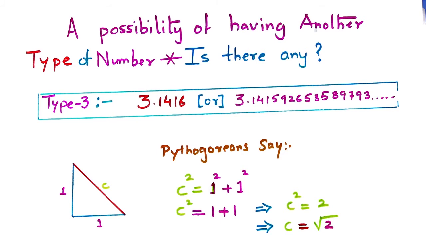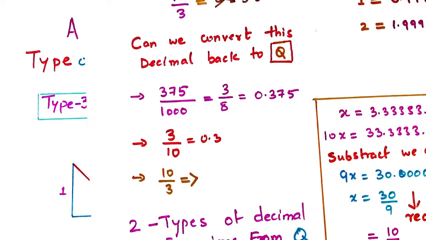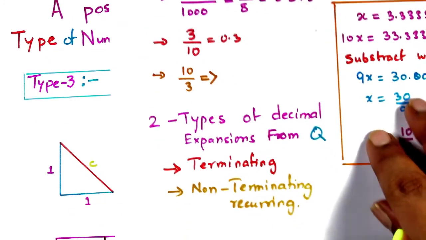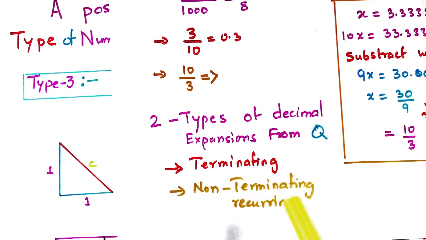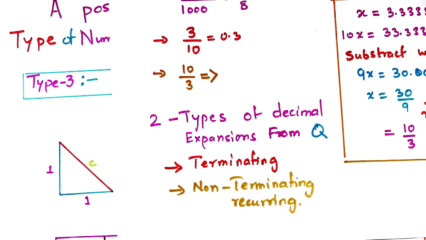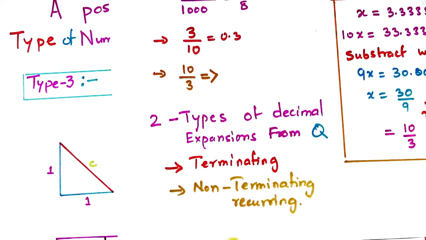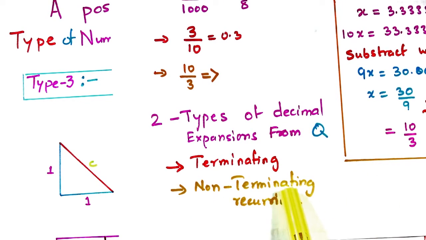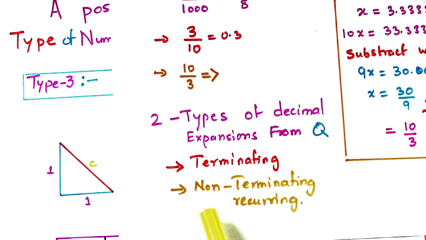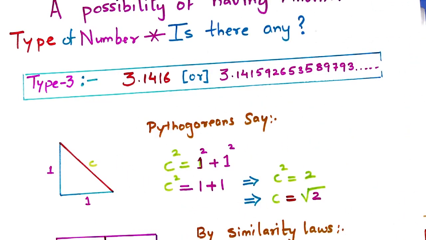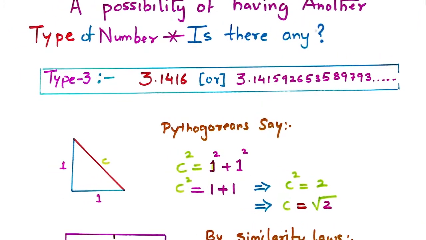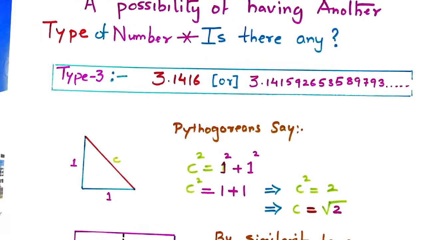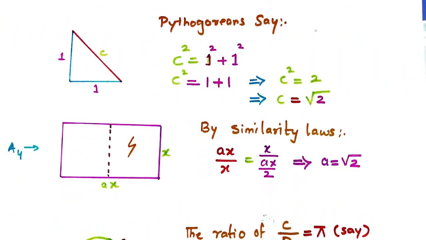So it is type 3, which is different from these two types that we have here, that is terminating and non-terminating recurring. We are getting another type, that is, maybe there could be a chance of having this type of number, that is non-terminating and as well as non-recurring. So we are just taking a chance over here. Now let's see whether this type of number really exists in reality or not. We will see that. All right.